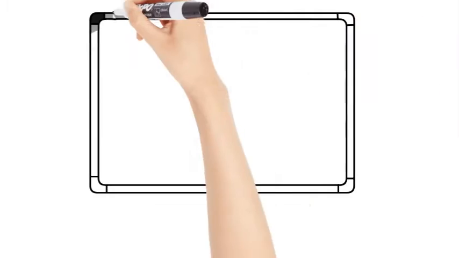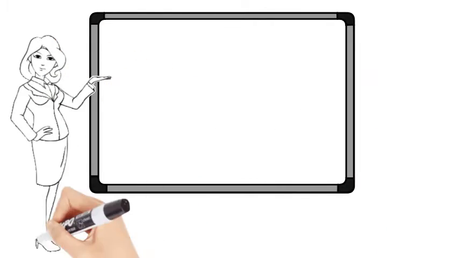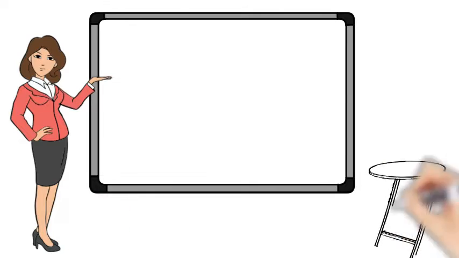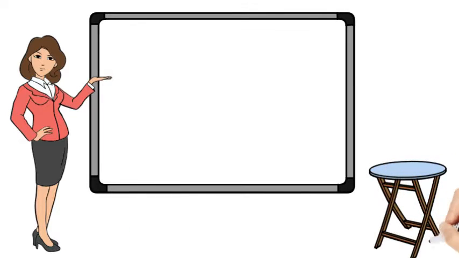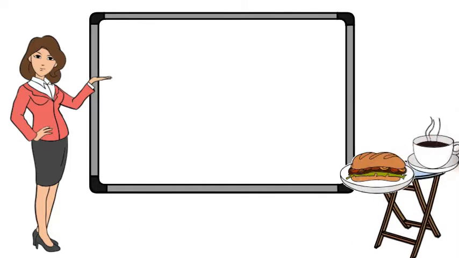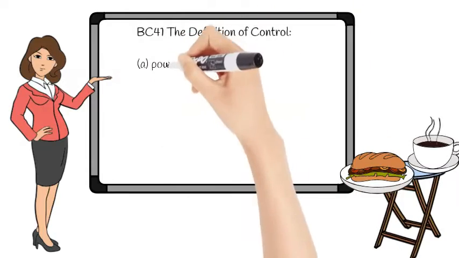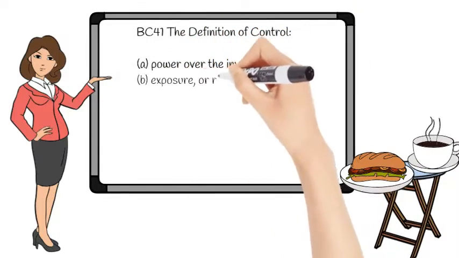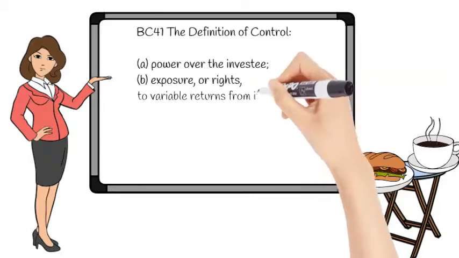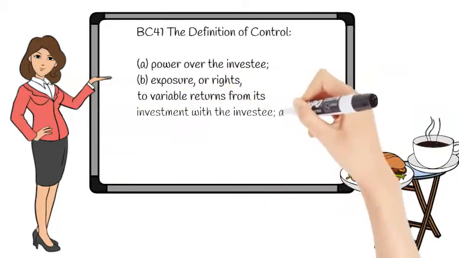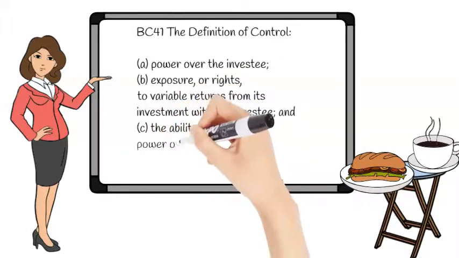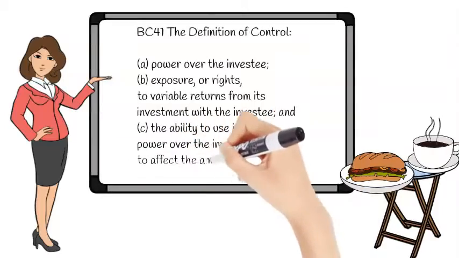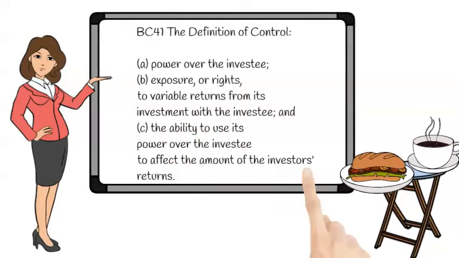Now let's look at the definition of control. As a parent, I must have the ability to use my power over you to affect the returns received from you. I must also be able to use my power to increase the benefits and limit the losses from your activities. AASB 10 requires that some variable returns be receivable, and the parent by its actions can affect the amount of these returns.